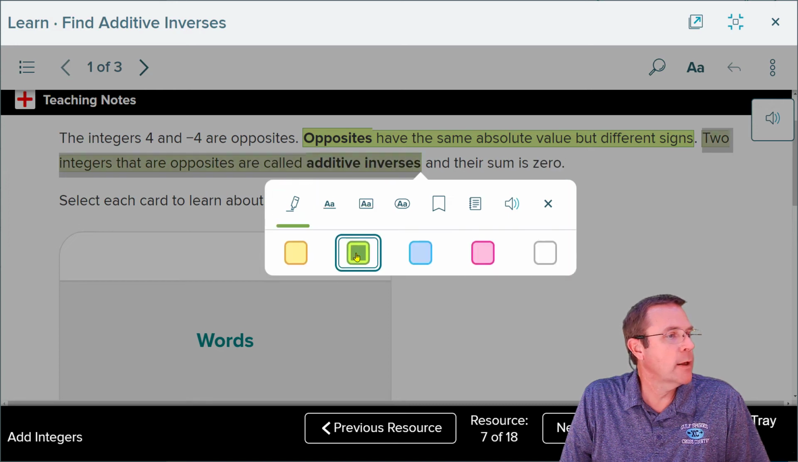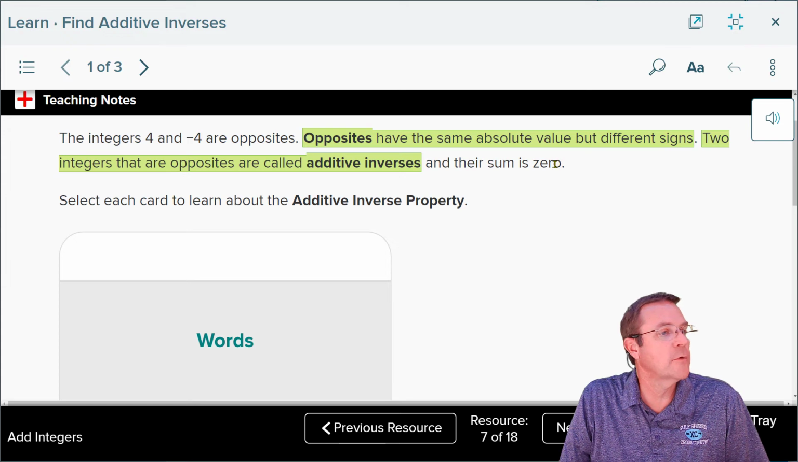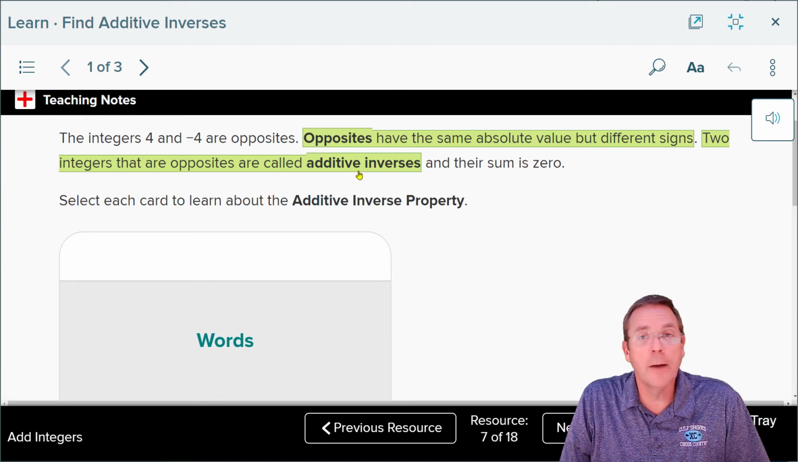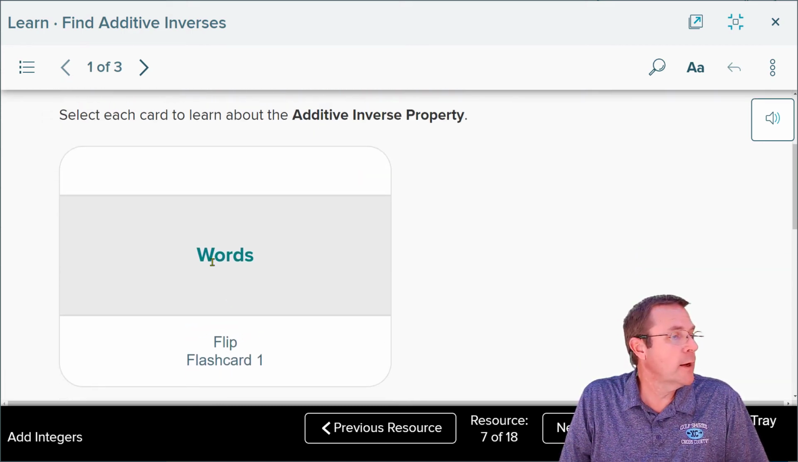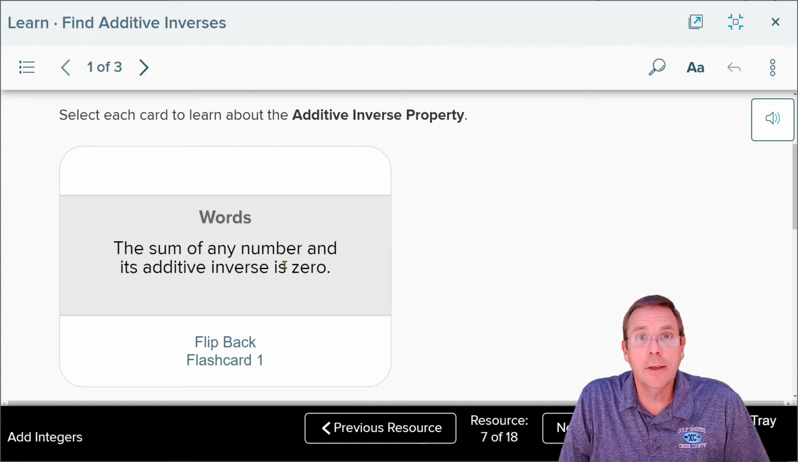Let's go ahead and highlight that one. And their sum is going to be equal to 0. Okay, so for example, 4 minus 4, additive inverse, they're also opposites. Their sum is going to equal 0. In words, for the additive inverse, you could say that the sum of any number and its additive inverse is going to equal 0.